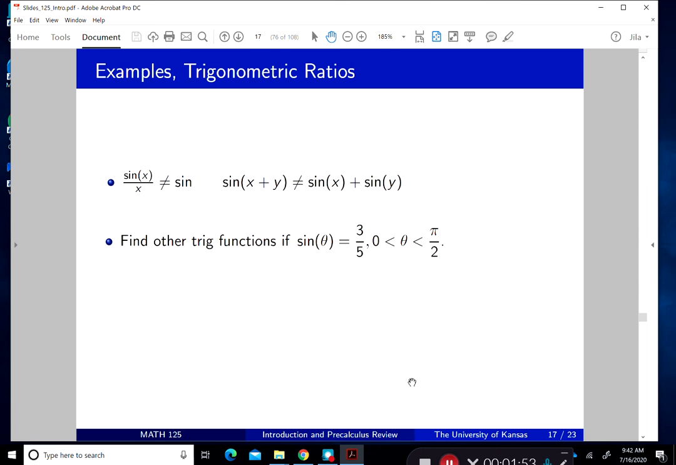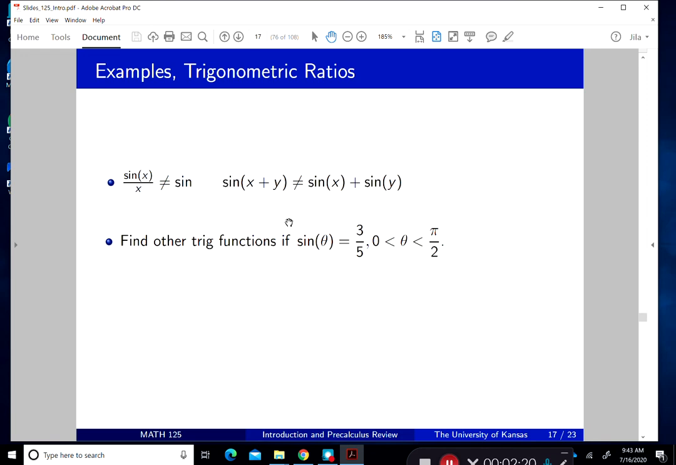One thing to mention in the very beginning: when we're saying sine of x, for example, sine of x over x, this x is not multiplying sine. This x is what goes inside the function. It's the input of the function. So you cannot simplify the two of them together.